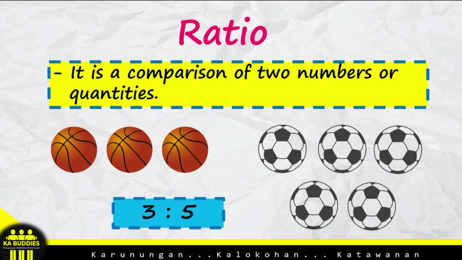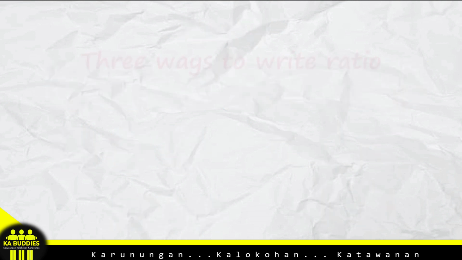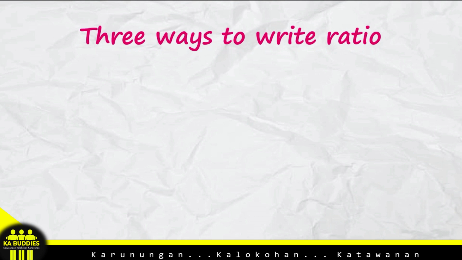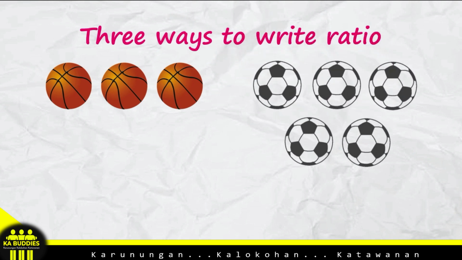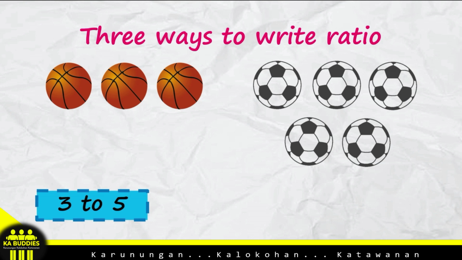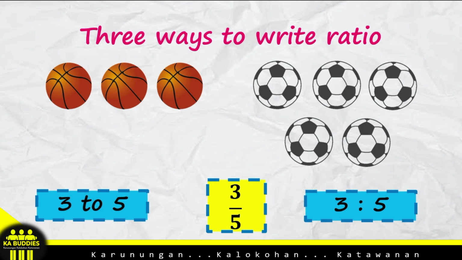So let us proceed to different ways of writing ratios. So we have 3 ways to write a ratio. Again, we have your example, the basketball and the soccer ball. So first way is using the word "to." Second, we have here a fraction, and then last, using a colon. So again, how many ways do we have in writing a ratio? Very good. So we have 3 ways. First is using the word "to." Second is a fraction. And then last is using a colon.